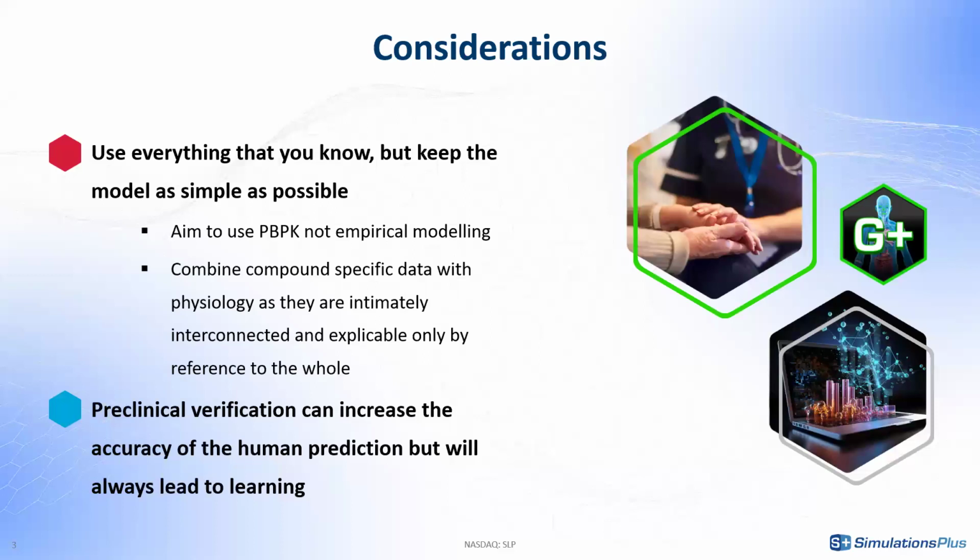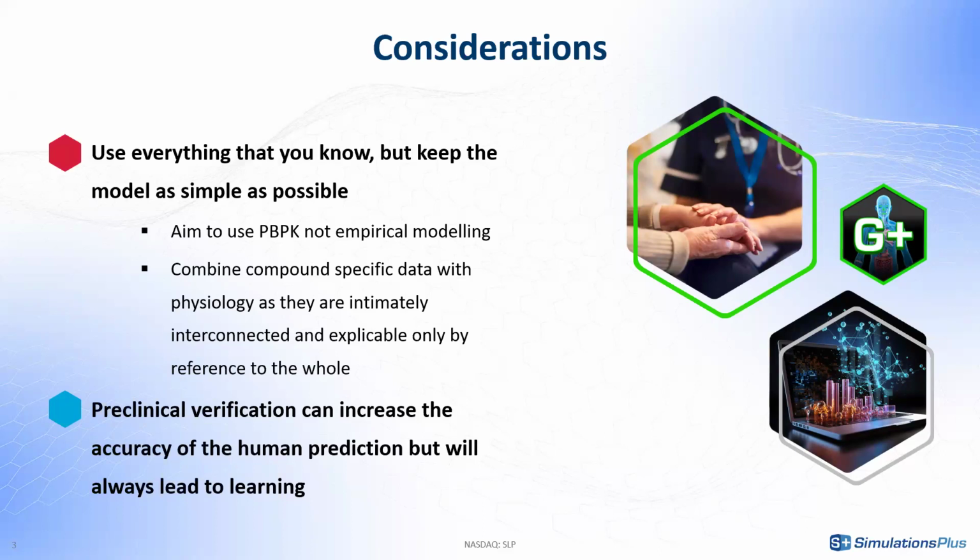But I'd like to begin by describing some overarching considerations that should be kept in mind when undertaking first-in-human PBPK modeling. Firstly, you should aim to use everything that you know, but to keep the model as simple as possible. If you can aim to use PBPK and not empirical modeling, this should allow you to combine compound-specific data with physiology, as they are intimately interconnected and explicable only by reference to the whole.